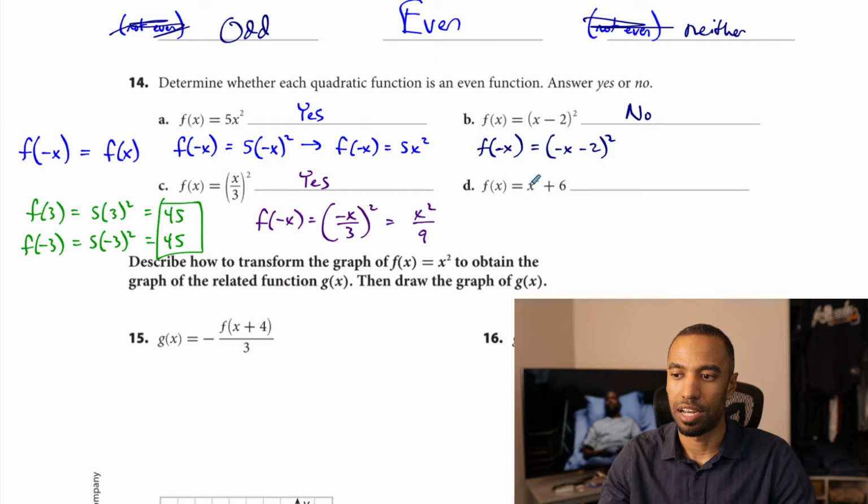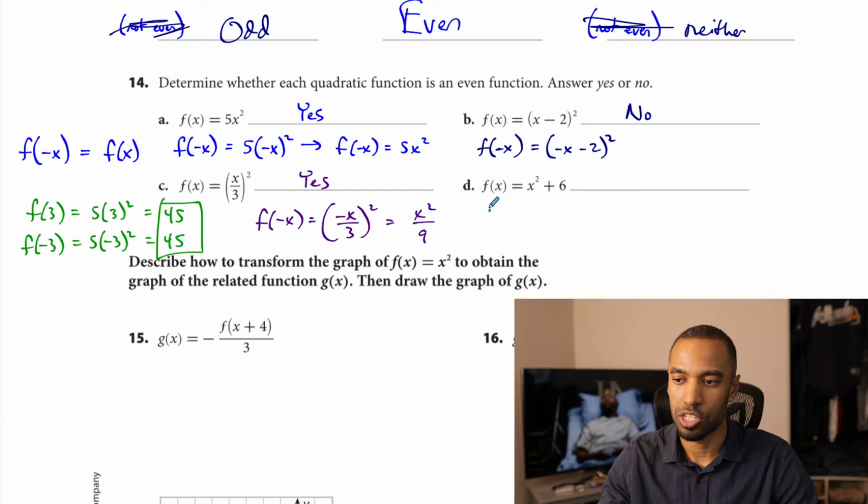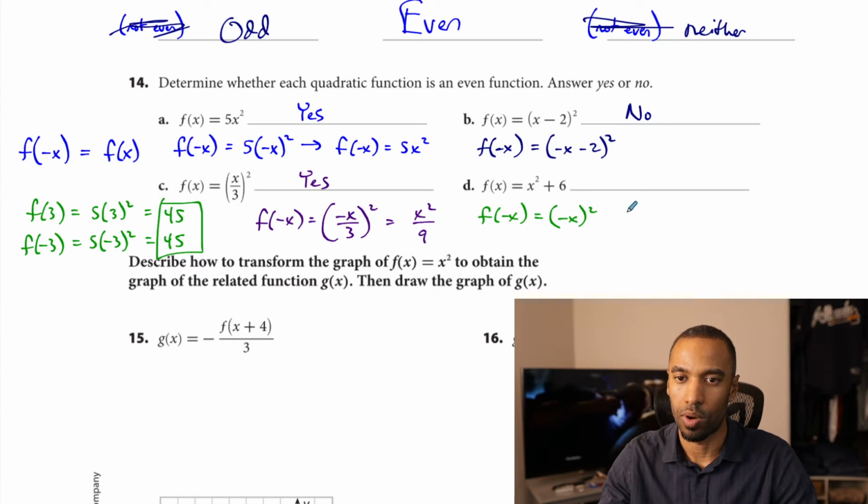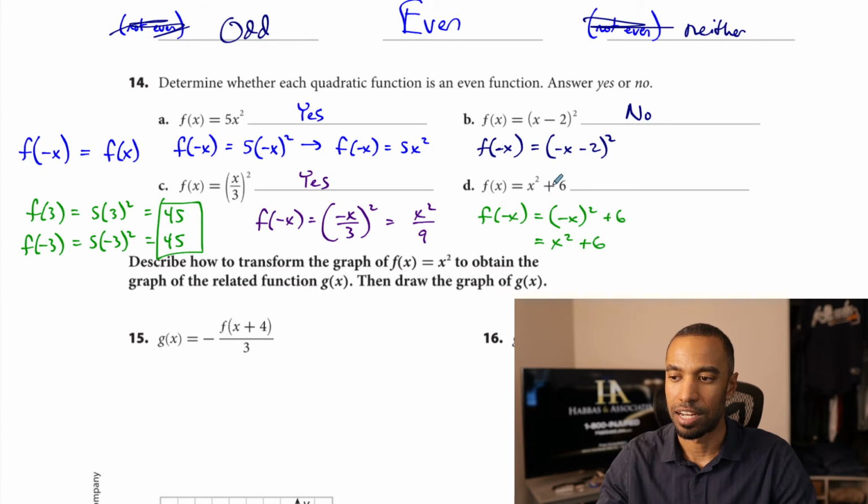And the last one here, f of x equals x squared plus 6. Well, f of negative x would be negative x quantity squared plus 6. Negative x quantity squared is the same thing as positive x squared because I'm just squaring the x there. I get x squared plus 6 as I simplify. That is the same as that one.